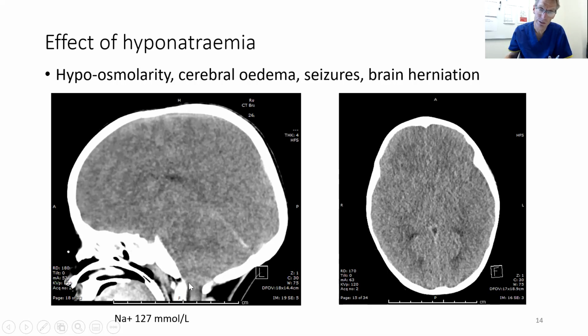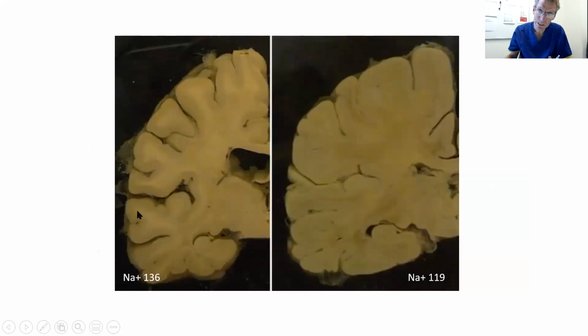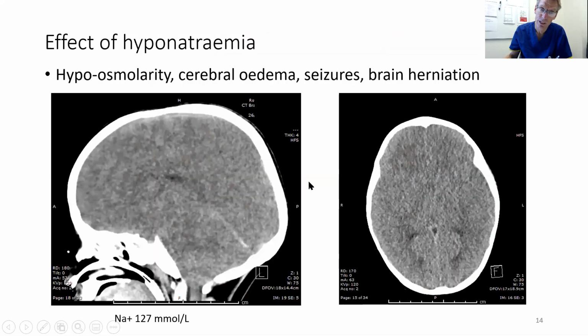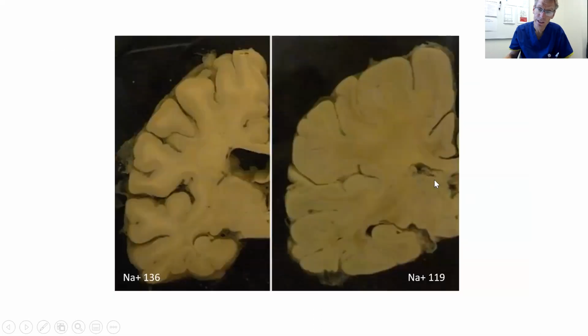This is the brain sections in post-mortem of a child who had severe hyponatremia, so a serum sodium of 119, compared with a child who died and had a post-mortem and had a normal serum sodium. You can see the difference, one where the brain is very swollen and the sulcal and gyral pattern of the brain has been lost by the cerebral swelling. It's the same as what you see on the CT scan. You can't see the normal sulcal and gyral pattern on the CT scan. This is a swollen brain related to hyponatremia.